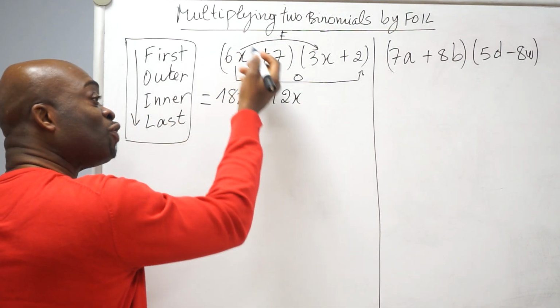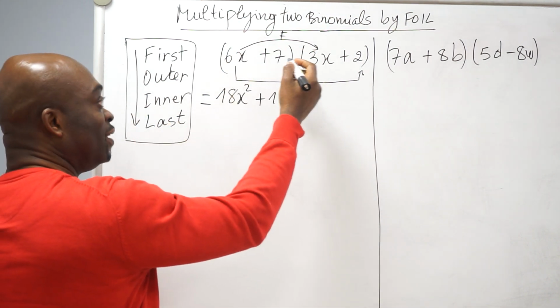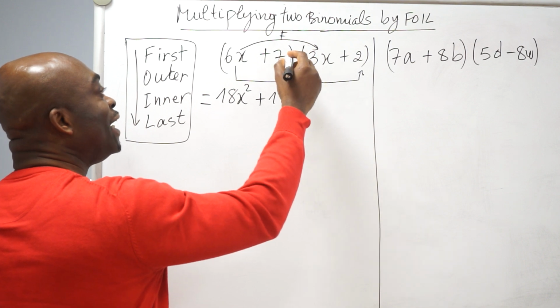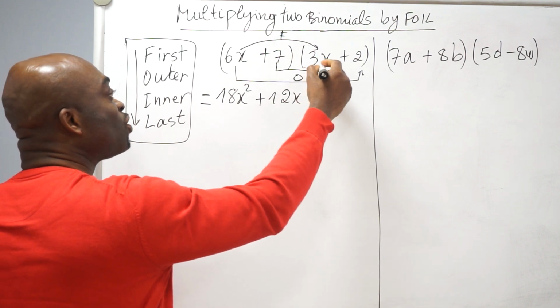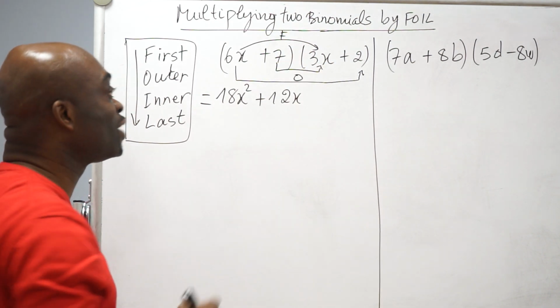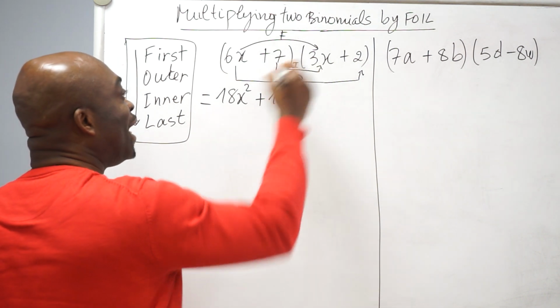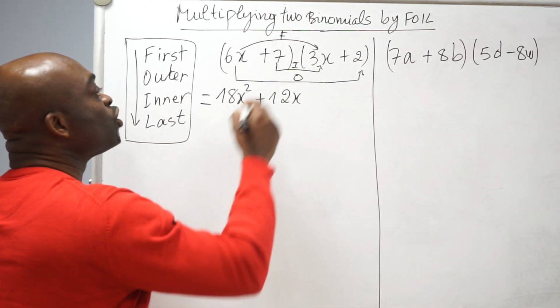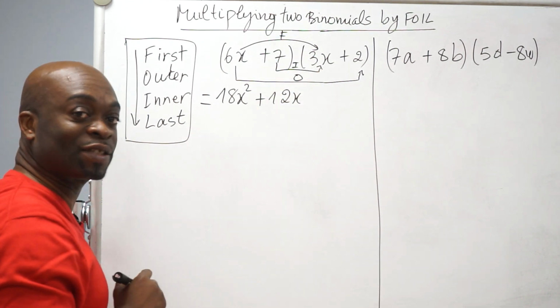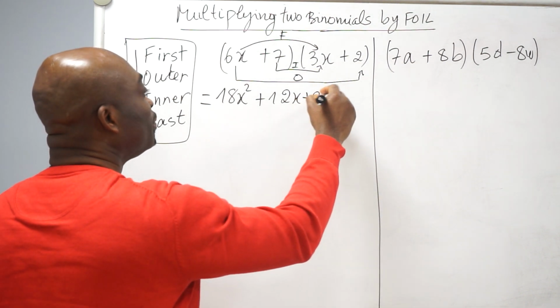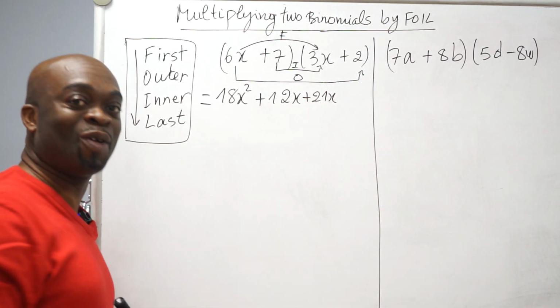Okay. And then now let's go with the inner. So now we finished with the 6x. Now we go with the 7. Okay. So the 7 now. The inner 7 is going to go with the 3x. So that's what we call the inner. So I put the I here. Okay. So now 7 times 3x is going to give us what? 21x. Are we good so far?